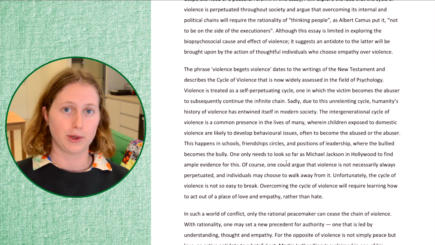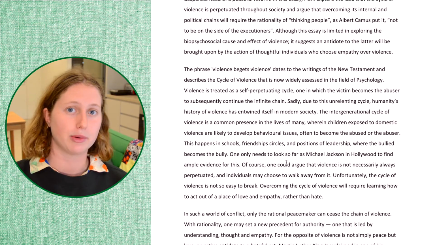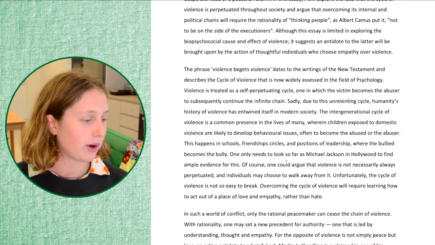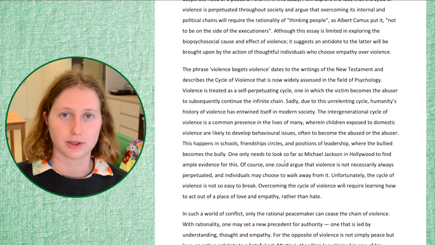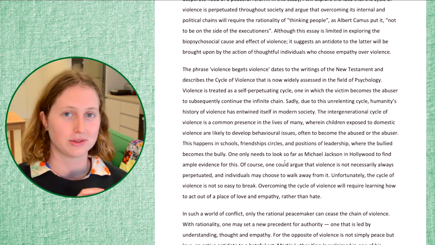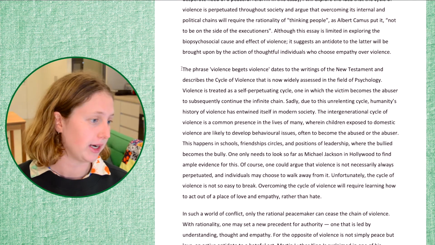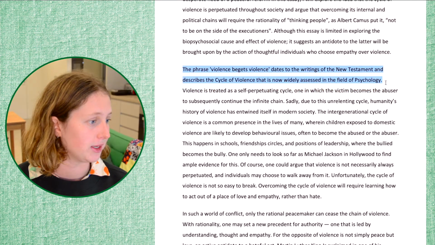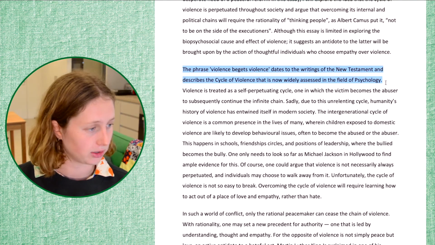All right, so we know in this paragraph that I'm going to be talking about the cycle of violence because that's what I signposted in my introduction. So I'm using basically the simple PEEL structure that you might have learned in like Year 9 English, and that's all you really need to do, plus chucking in a counter-argument there. So we've got my point. The phrase violence begets violence dates to the writings of the New Testament and describes the cycle of violence that is now widely assessed in the field of psychology.